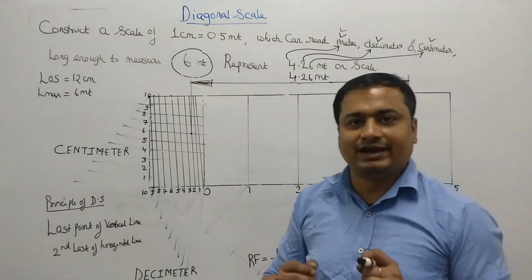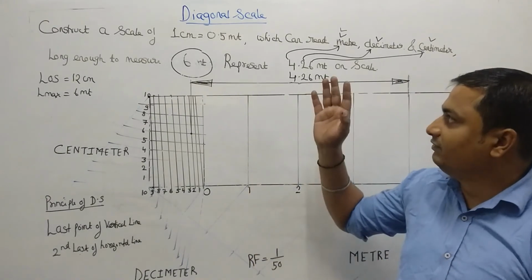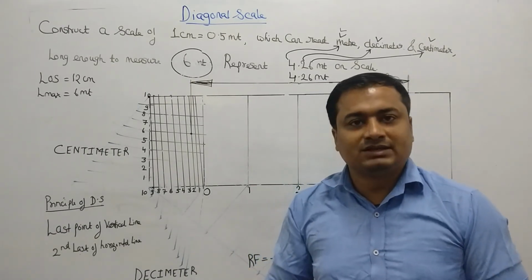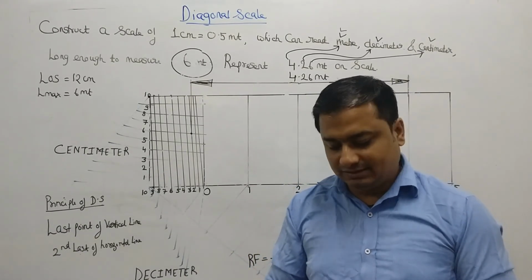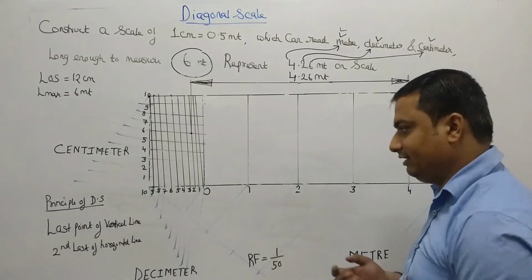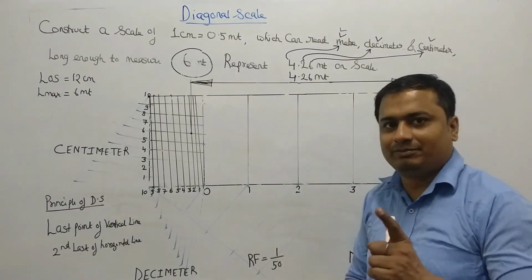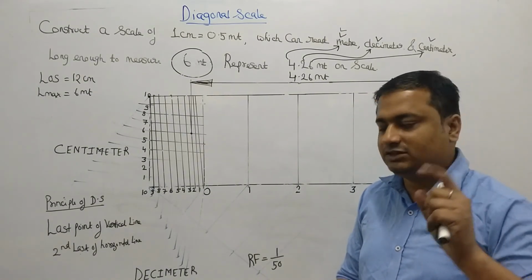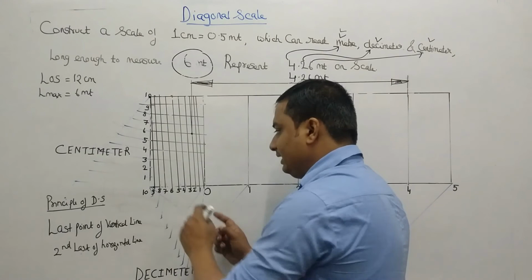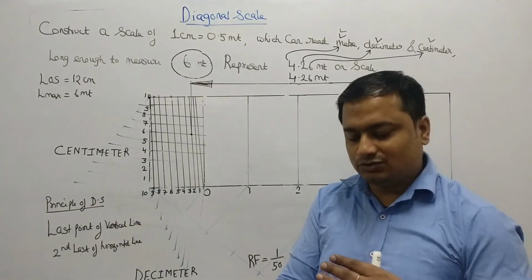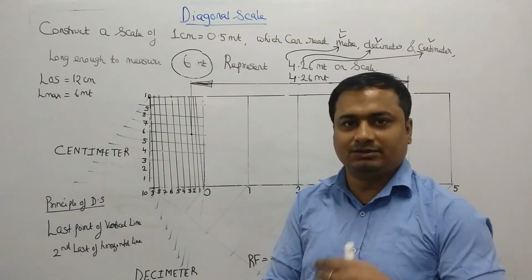Again I am repeating the entire construction. While observing the problem, the first work is to find out the RF, second is Lmax, and the third is length of scale. Then draw a line of length of scale, then divide into equal number of parts. That will be representing the first main unit. Now coming to the first division, again you have to divide into equal number of parts. That will be representing the second unit, that is called the subunit of the main unit.